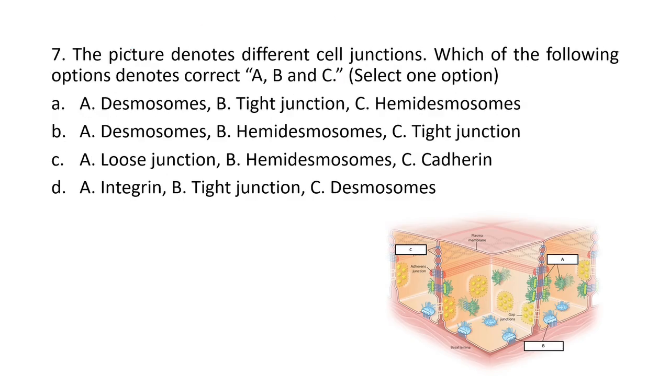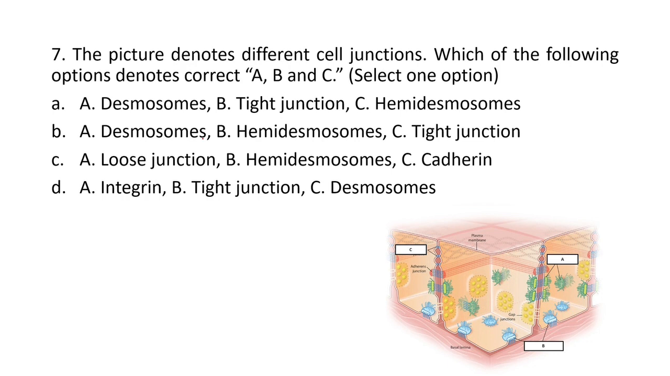Moving on to the next question. The picture denotes different cell junctions. Which of the following options denote correct A, B, C? So there are various cell junctions here. So which one of the following answers is correct? Adherens junction and gap junctions are already given in the picture. Apart from that, you have to identify the other 3 junctions.